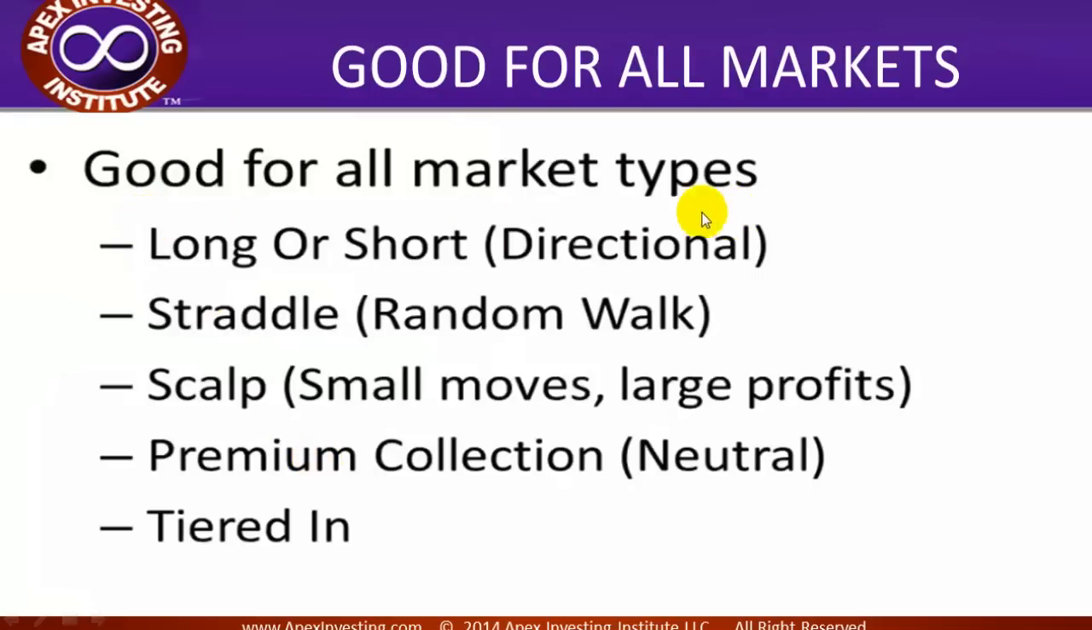So this is good for all market types. It's good for long or short trades, where you can go in and basically say the market's going to go up and buy, or say it's going to go down and sell. You can do straddle trades, or what I call strangles now, and butterflies. A strangle would basically be buying a strike above and selling a strike below. If the market breaks far enough in either direction, you can be profitable.